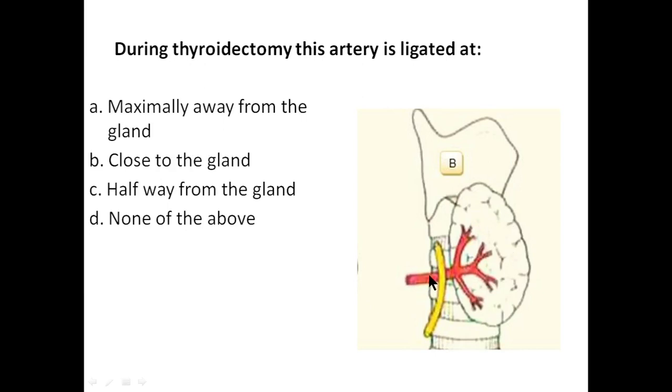Inferior thyroid artery is related to the recurrent laryngeal nerve. During thyroidectomy, this artery is ligated maximally away from the gland or close to the gland? Of course, go for B, close to the gland. We ligate the three to four branches entering the gland itself to protect the blood supply to the parathyroid glands. Okay, so it is ligated close to the gland. Go for B.